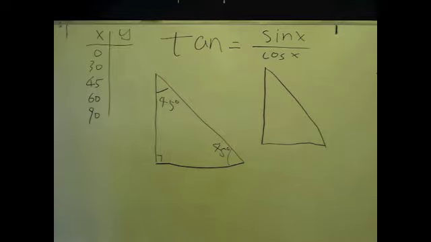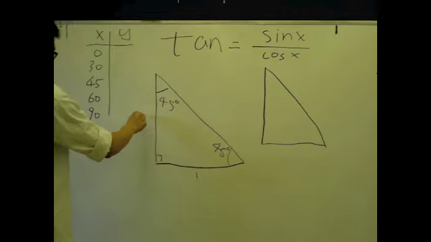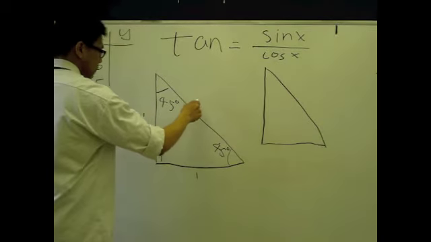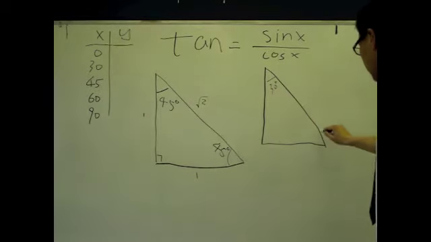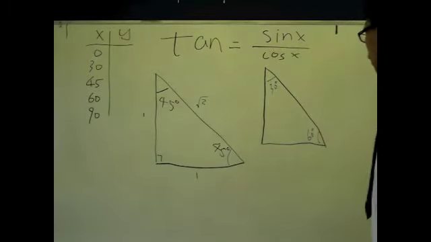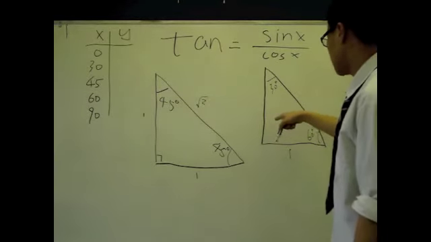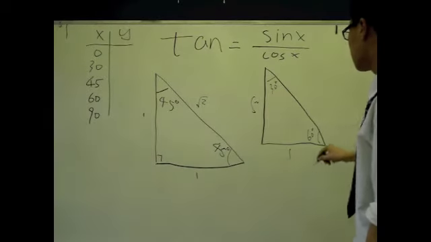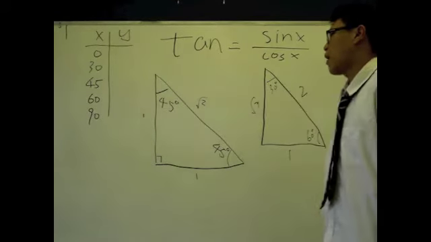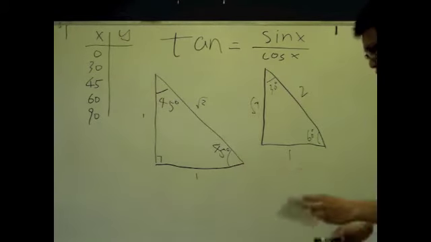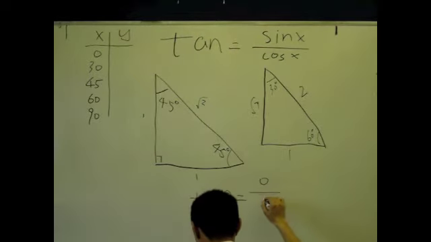So we know the baseline is 1, and then the opposite side is 1 as well, and the hypotenuse is √2. This one is 30 degree, and this one is 60 degree. So we know the baseline is 1 as well, and the opposite side is √3. Now we want to start to get the y value from the special triangle. Like tan is equal to the opposite side over the adjacent side.